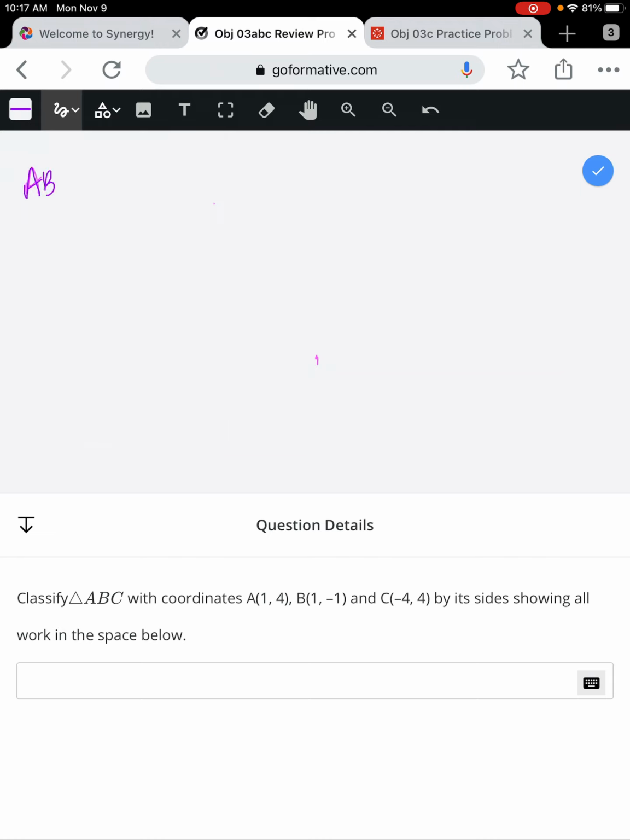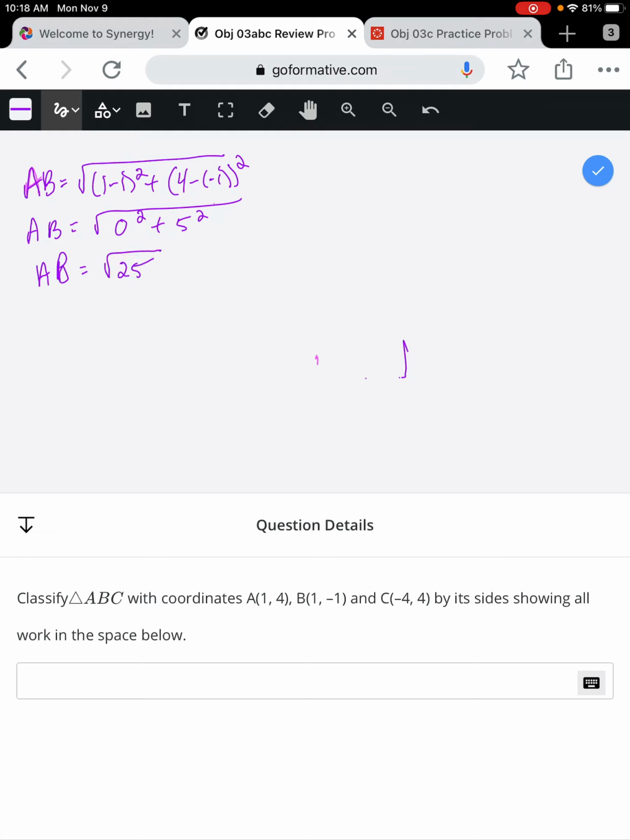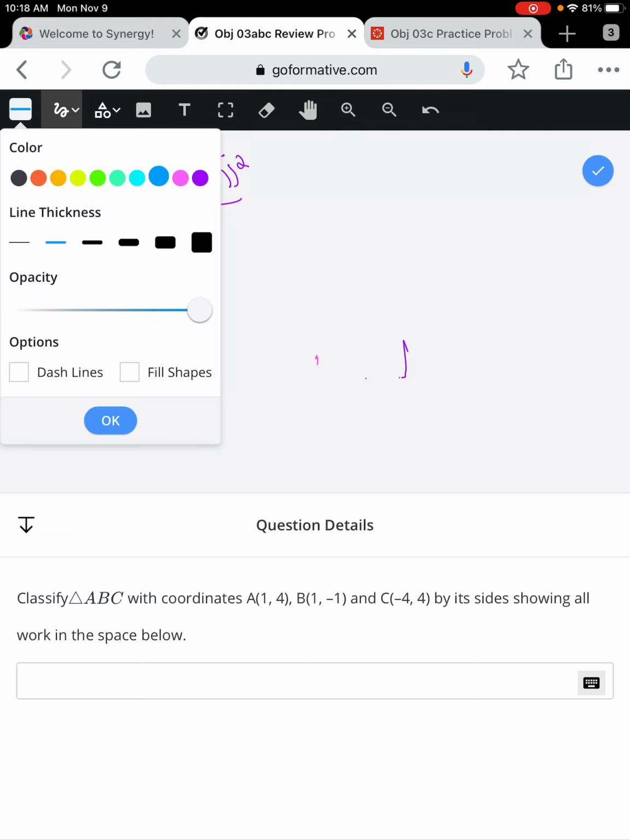So the distance from A to B is going to be the square root of, and I subtract my x's, so it's going to be 1 minus 1 squared plus 4 minus negative 1 squared. Distance from A to B is equal to the square root of 0 squared plus 5 squared. That's going to be the square root of 25. Square root of 25, you simplify, is going to be 5. We go to the next one.